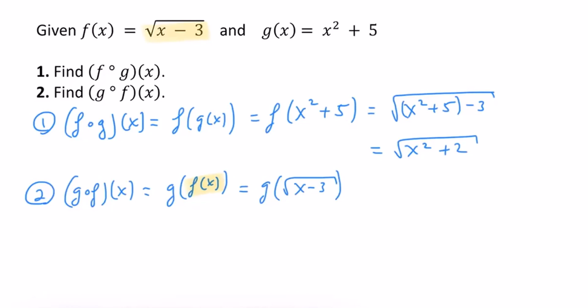So here on the g function, wherever we see the x, we put in square root of x minus 3. It is a good idea to put the parenthesis around the x when we do this. So we have the square root of x minus 3 squared plus 5. Here, the square and the square root cancel out. So we have x minus 3 plus 5, which is x plus 2.